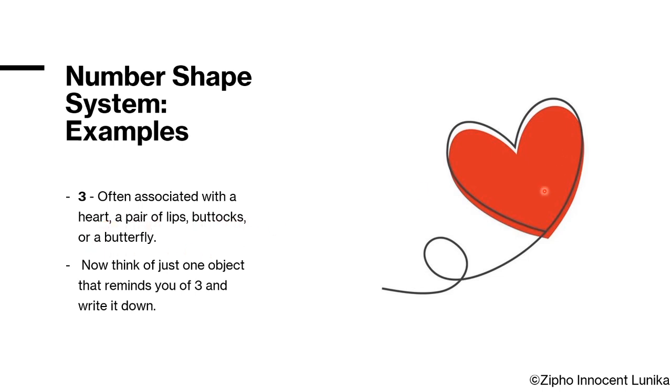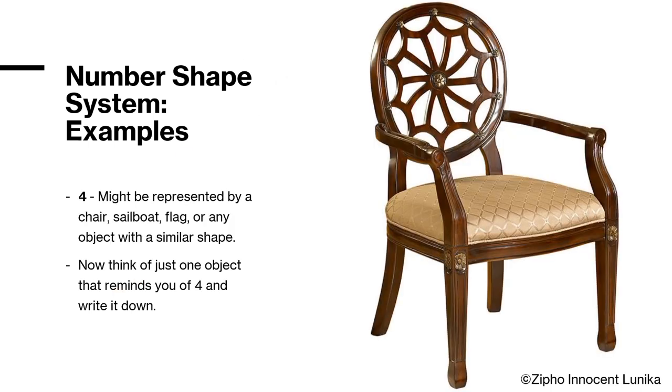Here, this sort of looks like the number 3. So follow my laser pointing annotation here. Excellent. So for number 4. Number 4 can look like a chair, a sailboat, a flag, or an object of a similar shape. It sort of looks like the number 4 here. I don't know if you can see, so let me just highlight this. It sort of looks like a 4.